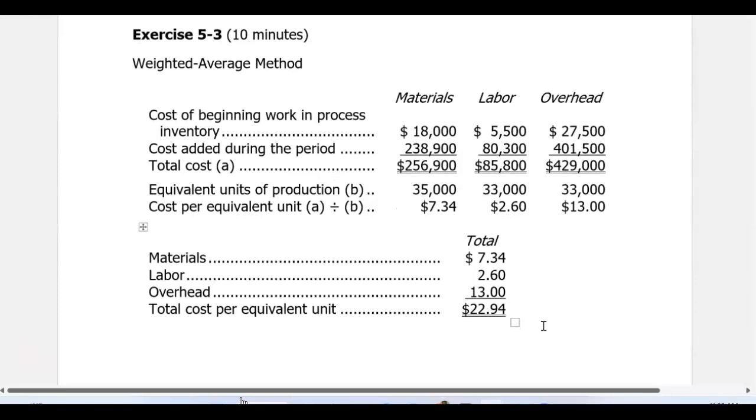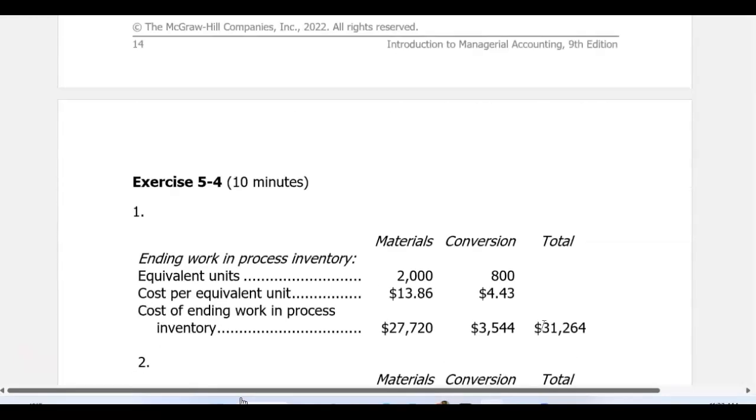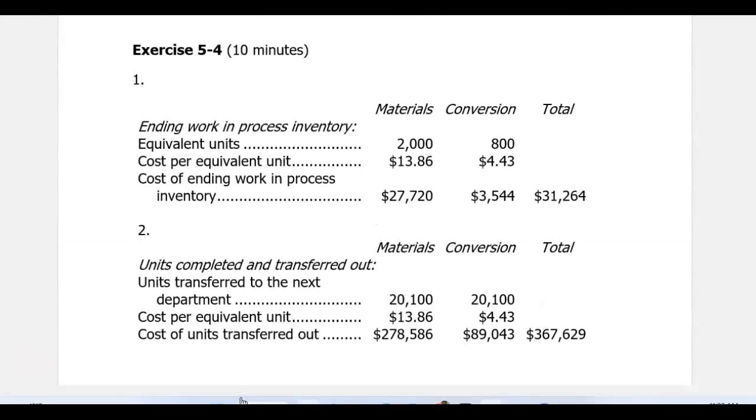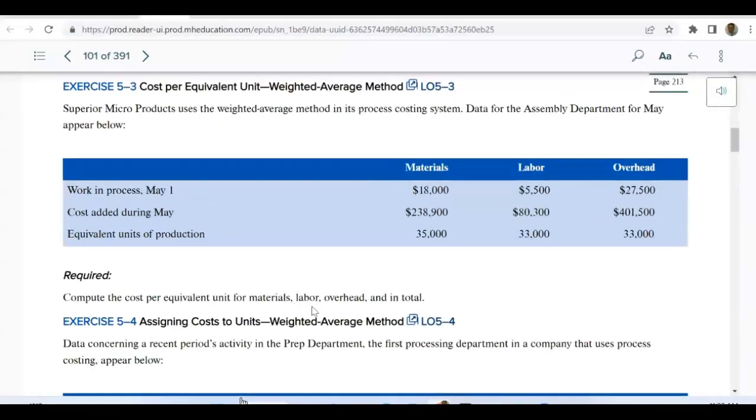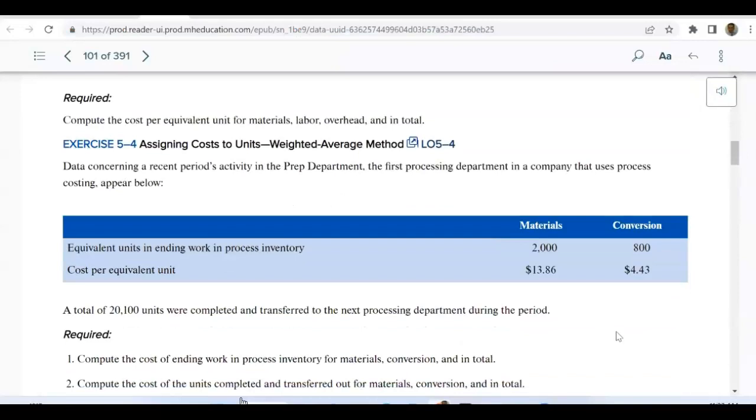Cool. Okay, let's do one more. Here is number 4.